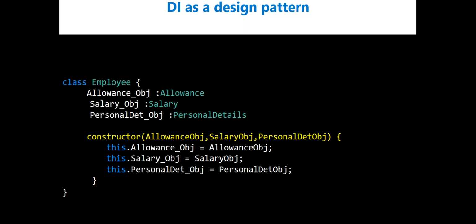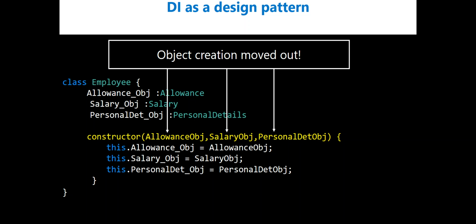This is also a dependency injection. Only thing, I've just applied the design pattern. I've completely removed the object creation from this particular class. I already told you, right? It's not the employee class's responsibility. Why should I create the dependencies? Someone who is calling this particular employee has to create the objects and pass them in. So this object creation is completely moved out here actually.